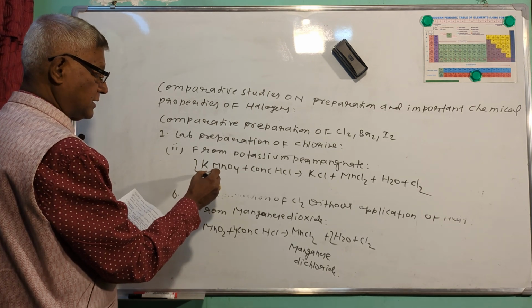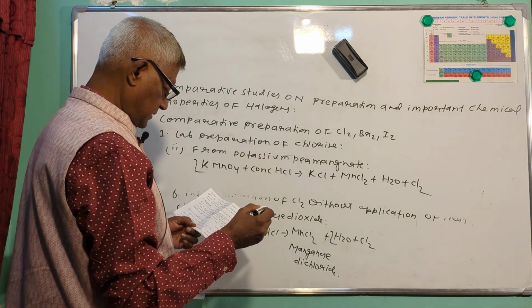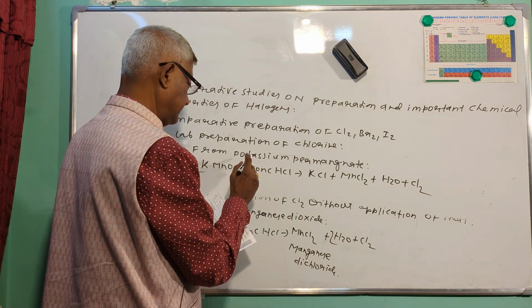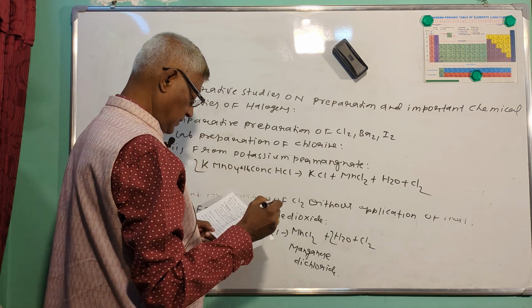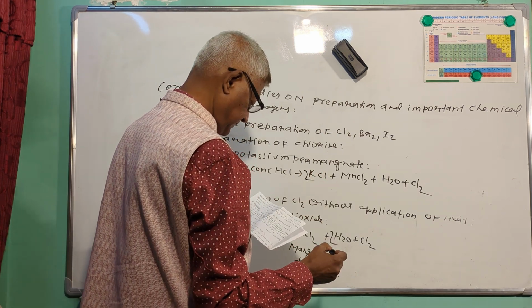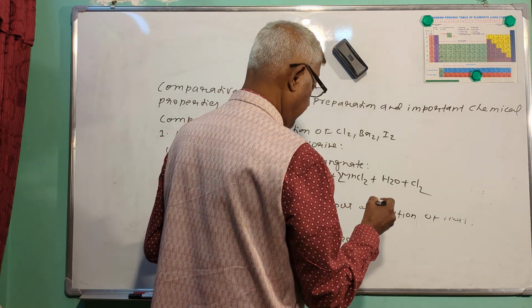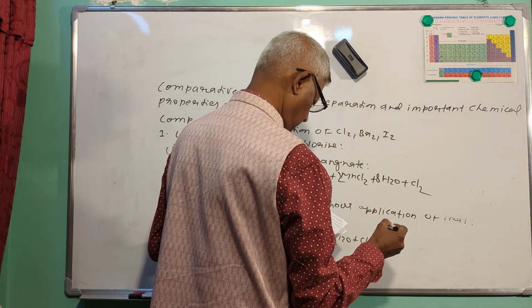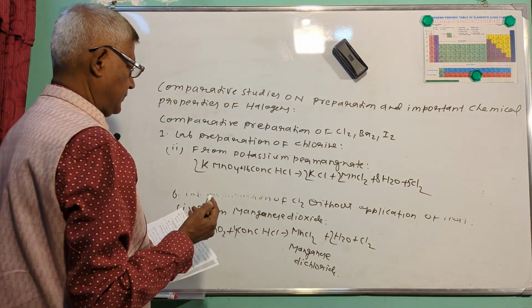2 KMnO4, that is potassium permanganate, plus 16 conc. HCl gives 2 KCl, 2 MnCl2, 8 H2O and what to see? 5 Cl2. Yes.